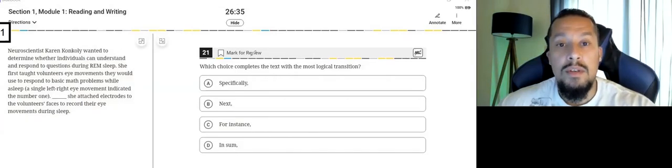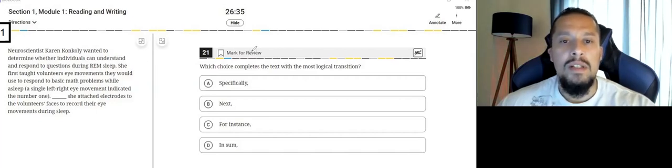With transitions, you have to make sure you focus on the meaning of the text. The transition completes the meaning or at least complements the meaning. So we read through the text and you're going to find your transitions here. Specifically takes one part of the previous information and gives you more detail about that information.